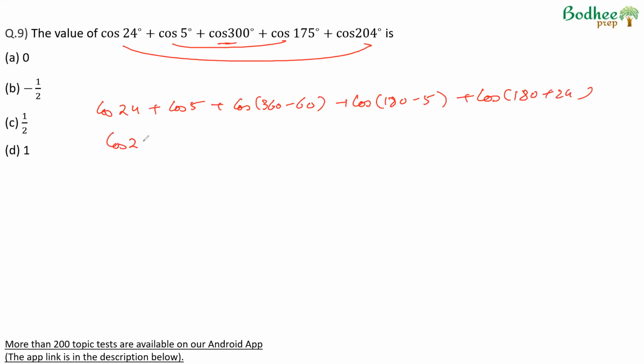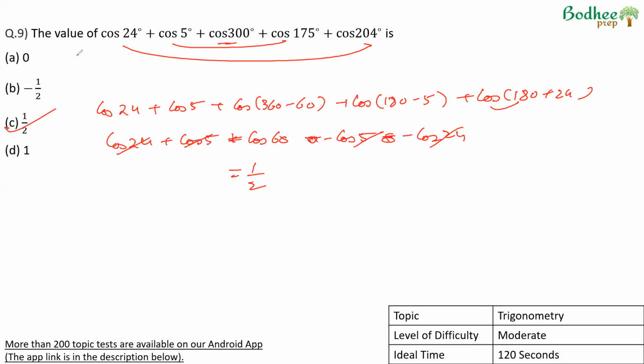Cos of 24 remains as it is. Cos of 5 remains as it is. 360 minus 60 is fourth quadrant. Cos is positive, so cos 60. Because of 360, cos will not change. 180 minus 5 is second quadrant. Cos will be negative. Because of 180, cos will not change, so minus cos 5. 180 plus 24, third quadrant. Cos will be negative. Because of 180, cos will not change, so minus cos 24. Cancel, cancel. Cos 60. Cos 60 we know is 1 by 2, and therefore option C becomes our answer. Again, moderate level of difficulty because of the fifth term, I'm saying, but definitely solvable in less than 2 minutes.